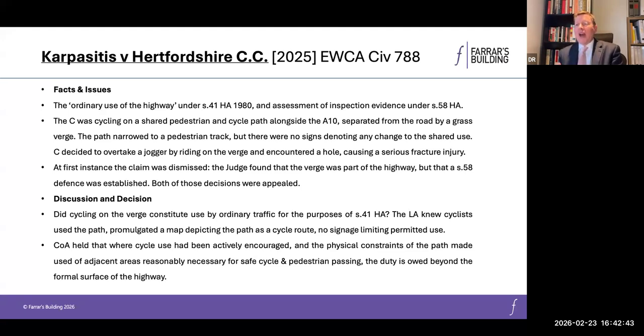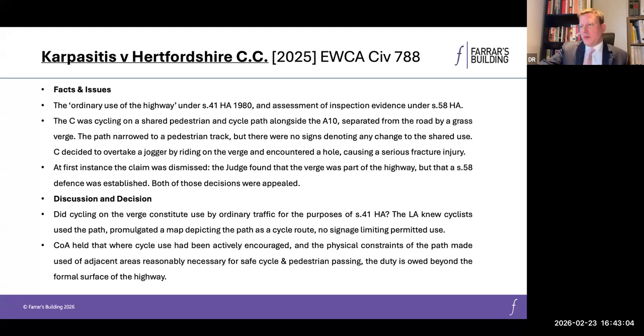And where the path had been wider before the place of the accident, it was signposted as a shared use path. It got to a bridge, and then the use was thought to change, and it became a narrow walking track. But there were no signs to denote that change of permitted use.